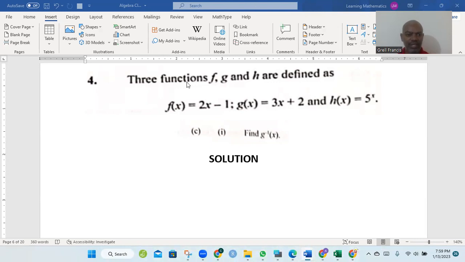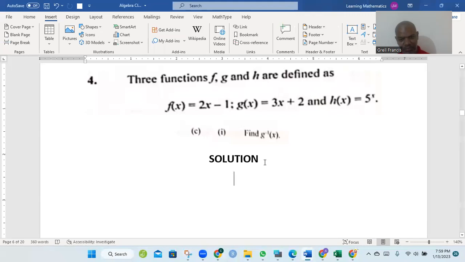This question says that there are three functions, f, g, and h, and they are defined as f of x is equal to 2x minus 1, g of x is equal to 3x plus 2, and h of x is equal to 5 raised to the power of x. And this question is saying to find g inverse of x.